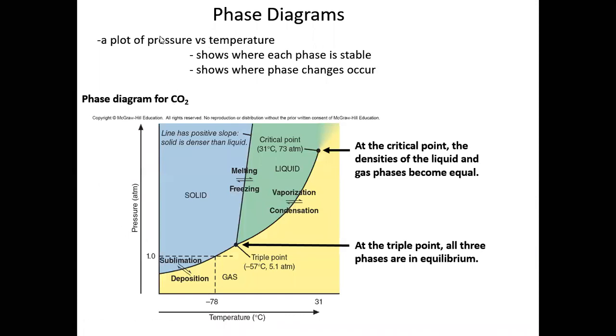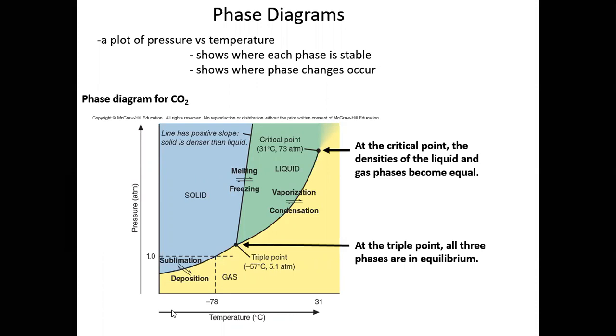And so what do we do with these phase boundaries? Typically we draw a chart, and that chart represents what occurs at different pressures and temperatures. This is referred to as a phase diagram. So a phase diagram is a plot of pressure and temperature, and it shows where the different phases are stable and where phase changes occur.